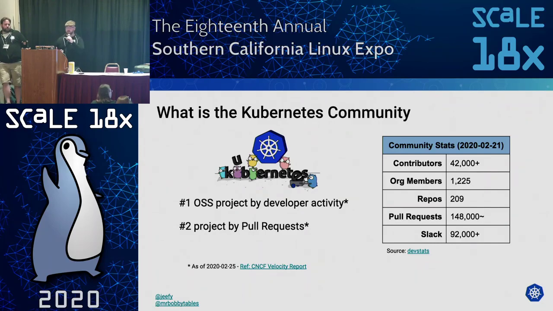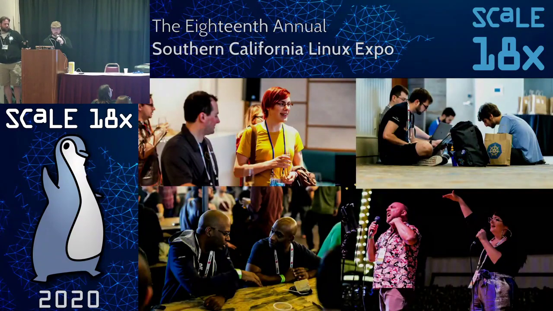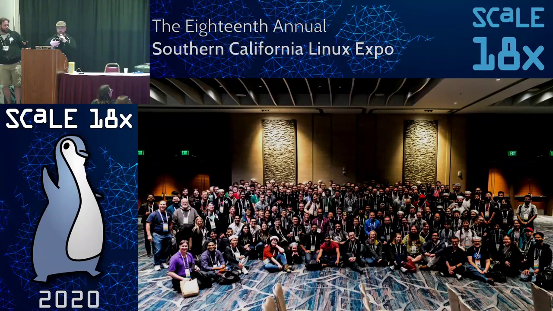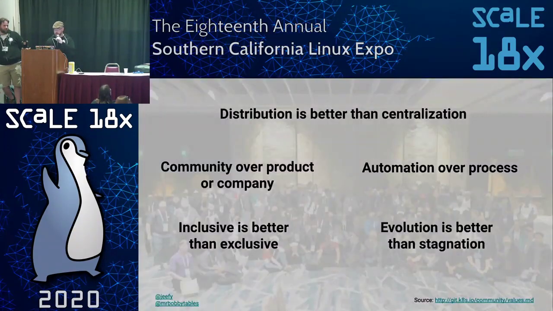So the community behind Kubernetes is massive. It is currently the #1 open source project by developer activity, with the caveat that it is measured by GitHub events. And as the #2 project by pull requests, we have collectively over, since February, 42,000 plus contributors. We have roughly 1,200 org members, and our Slack is the largest public Slack at 92,000 plus people connected to it. For such a large community, it is surprisingly close-knit. We really like to say that it is truly about the people in our community, and this is reflected very much in our community values.